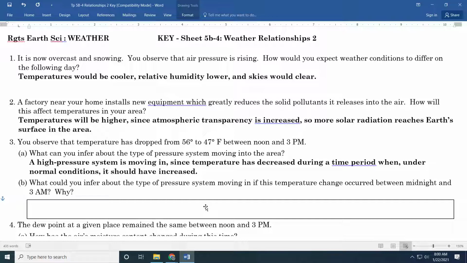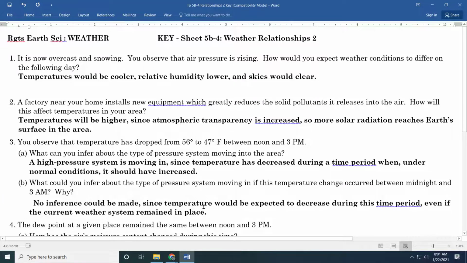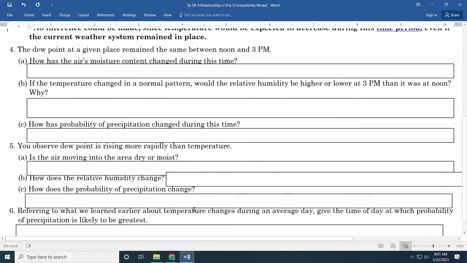So if it cooled down, when we expected it to cool down, that doesn't really give us any clues. It's not as helpful as the other one. The other one, something happened that we wouldn't have expected, so there had to be an explanation. This one just is a normal situation. This should happen. So we couldn't make an inference actually because we expect the temperature to decrease during this time period. And so, I mean, maybe a high pressure system moved in that could help it cool down, but we can't really know for sure because there's nothing out of the ordinary here. All right, number 4.